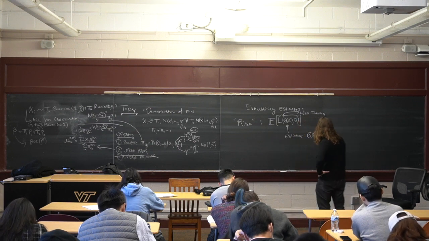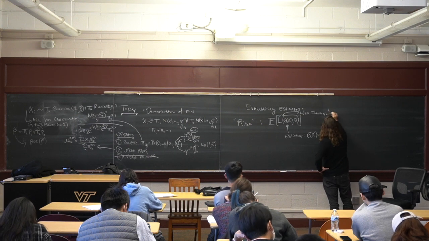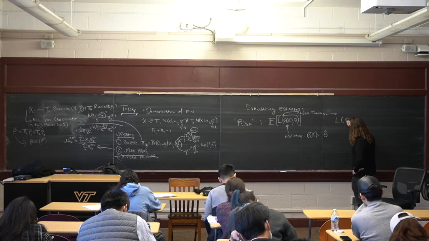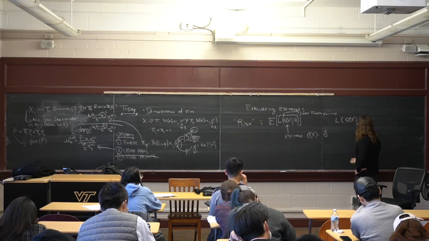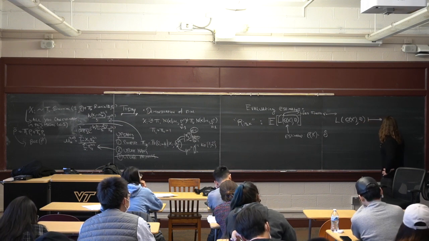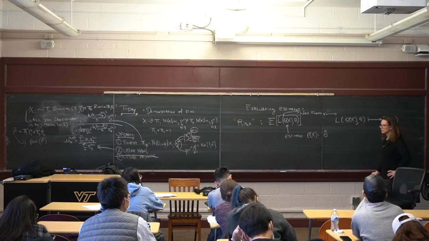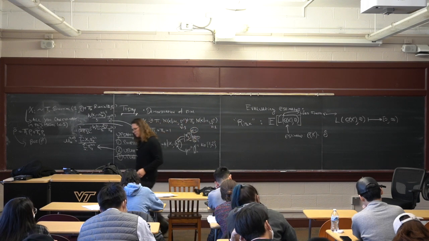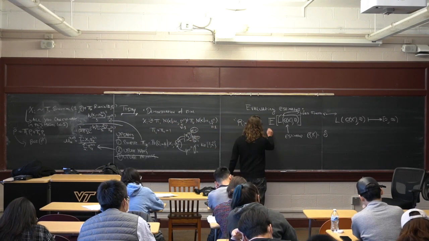And what loss functions do is they take our estimate of theta, and it's going to map everything to some positive number. So loss functions take on some positive number. So this is an expectation of some positive thing. The expectation is over X.